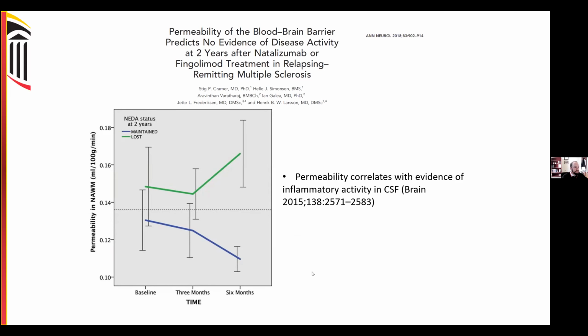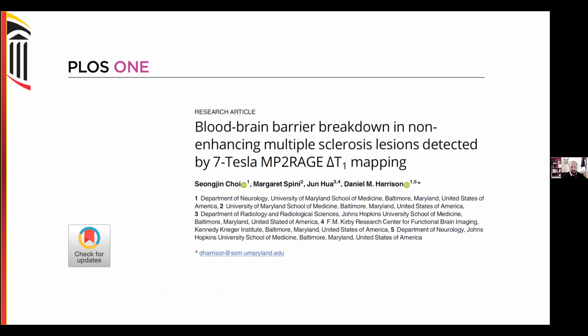But one of the downsides to a lot of these techniques is they're very complicated, requiring a lot of complicated post-processing, a lot of complicated mathematical work to really interpret those permeability values. So are there some simpler techniques that we could use?